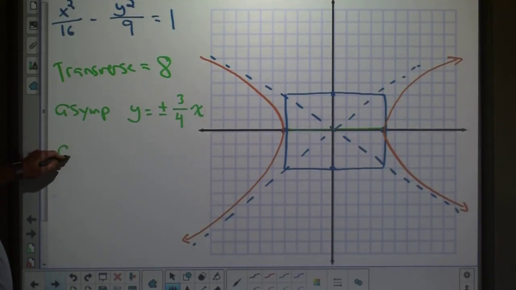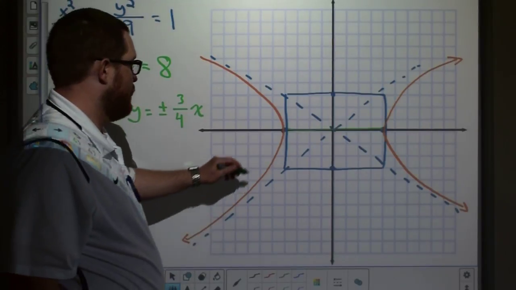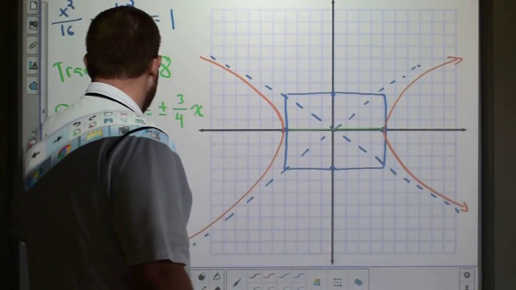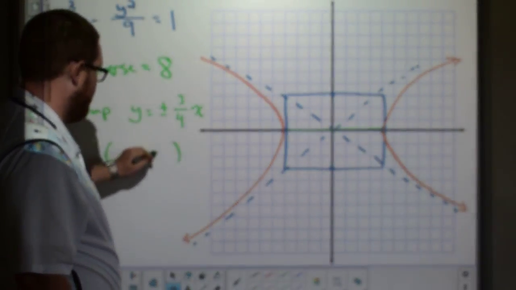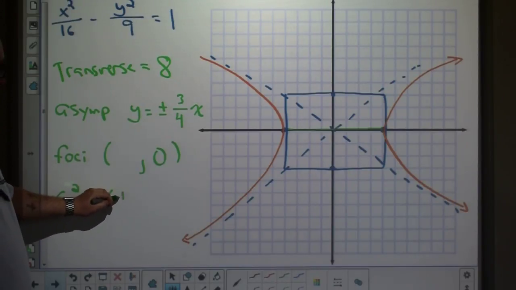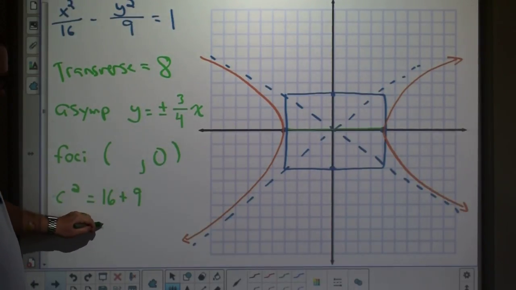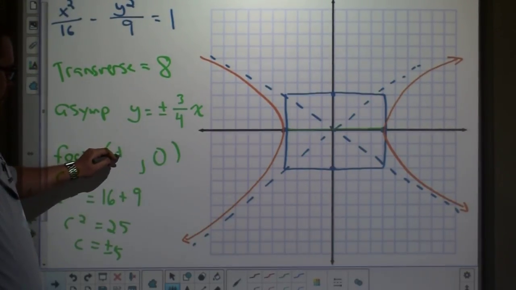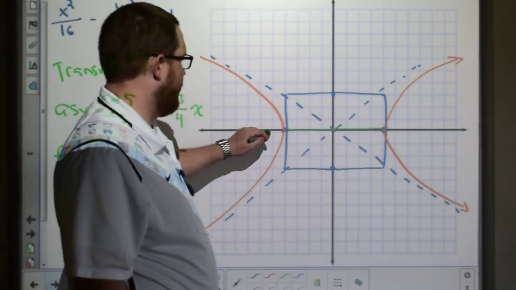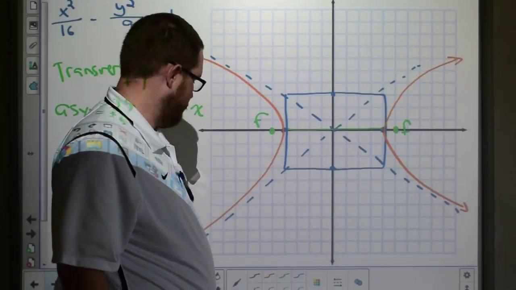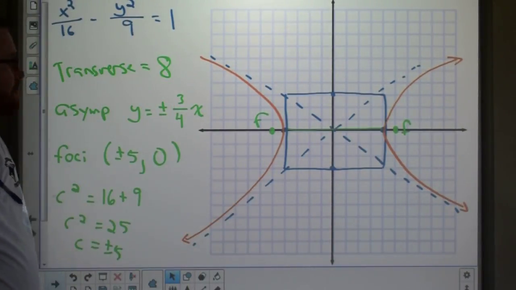The foci. The question is, is it an x value or a y value? Well, we know they're going to be on the x-axis. They're always in between, they're always out here. So I know it's going to be something, comma 0. In this case, c squared equals a squared plus b squared. So c squared equals 25. So c in this case equals plus or minus 5. So the foci are going to be at 5 and at negative 5. So that's a hyperbola.